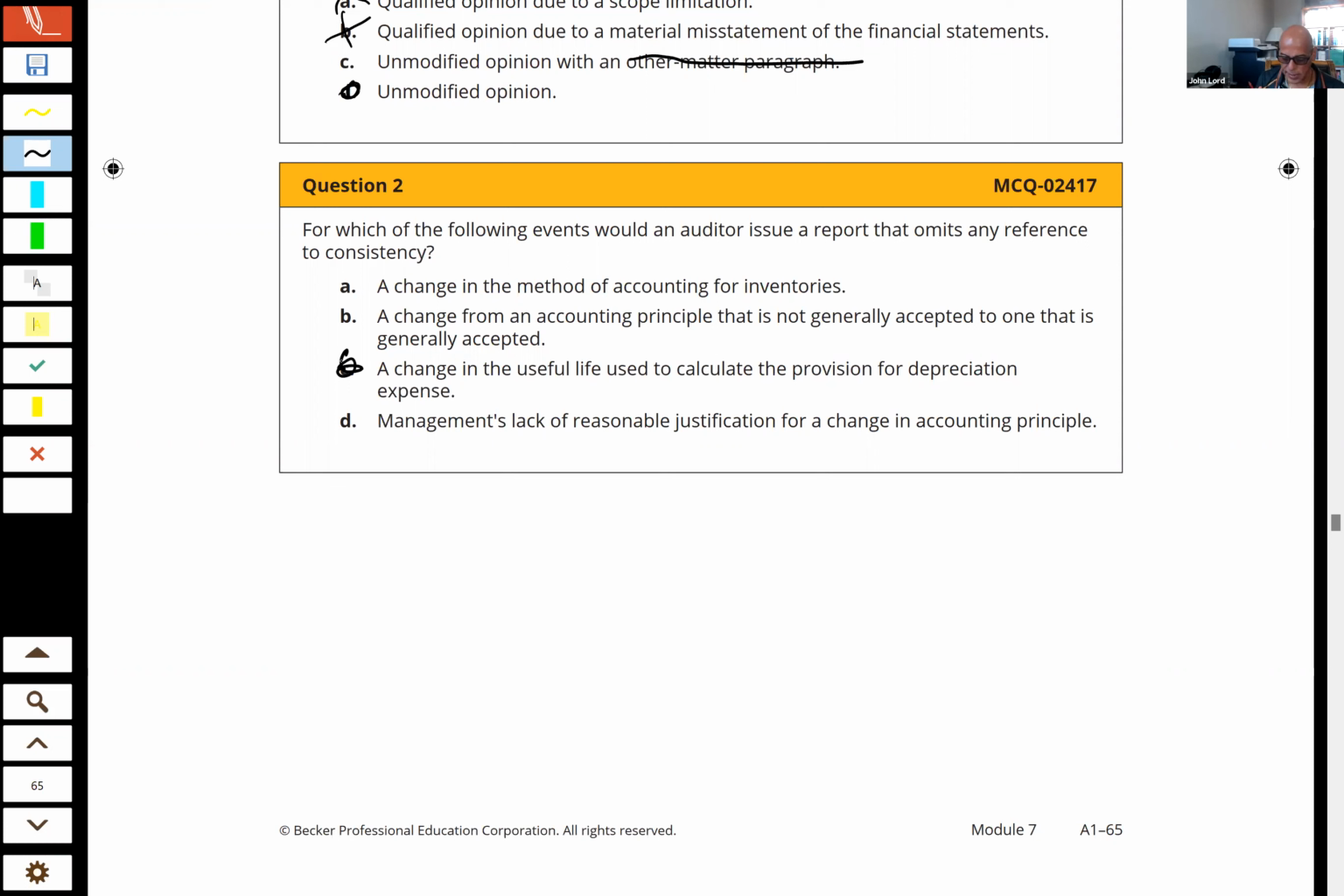Well, we look at D, management's lack of reasonable justification for change in accounting principle. Are they supposed to be justified? Series of questions here, guys. Go ahead and unmute. Management lacks reasonable justification. Are they to be justified when they change an accounting principle? Yes, they are. Good. If they are not justified, what do we do? Qualify our opinion. Good.